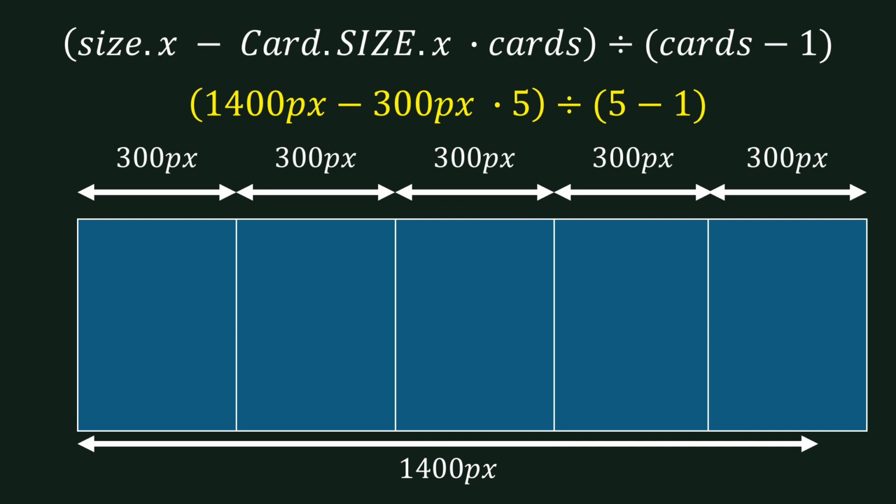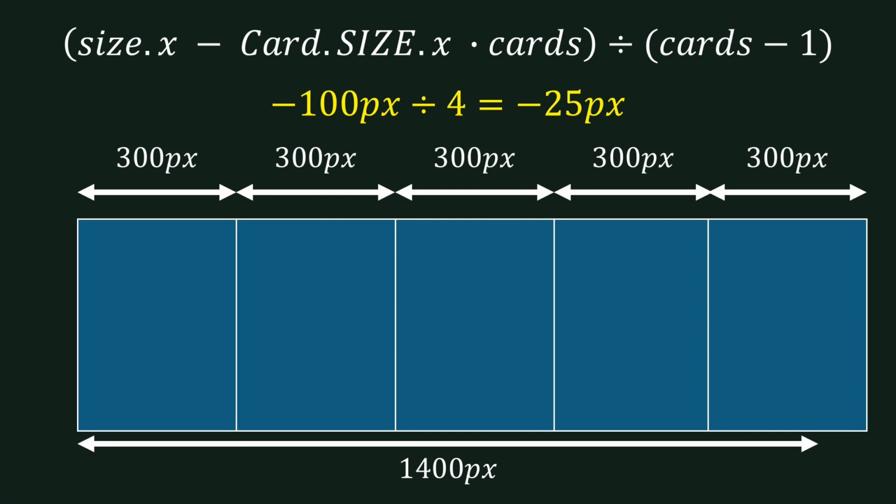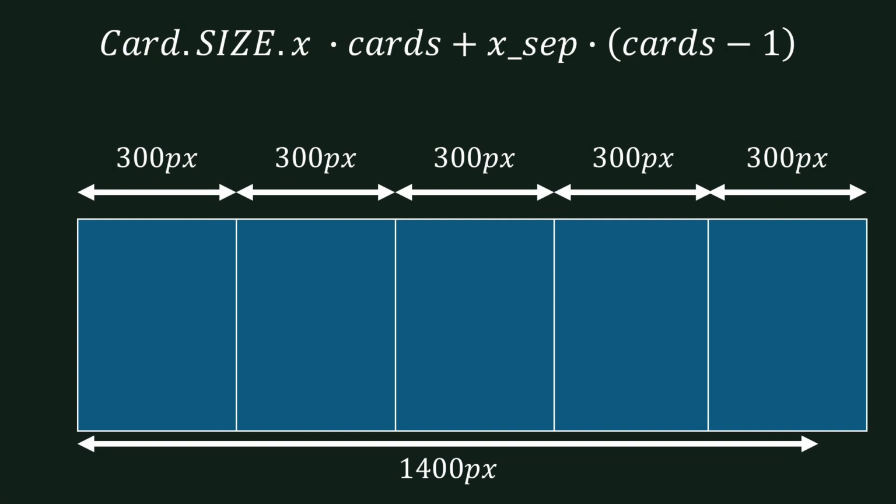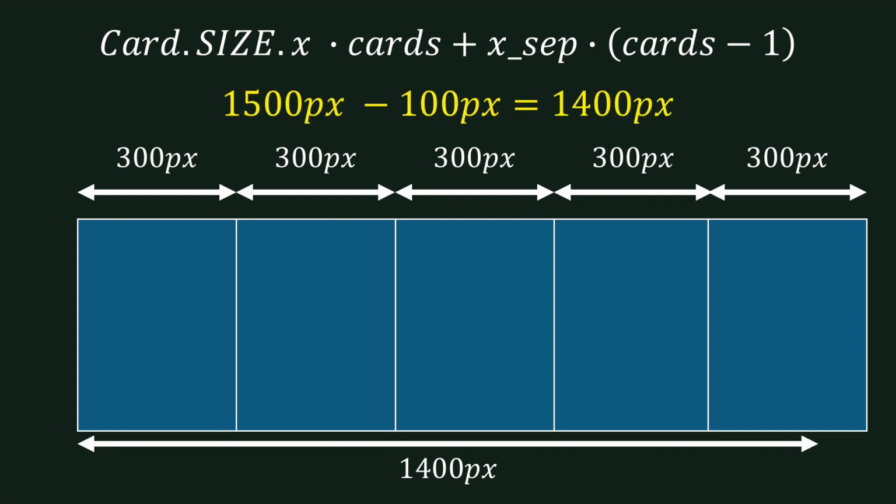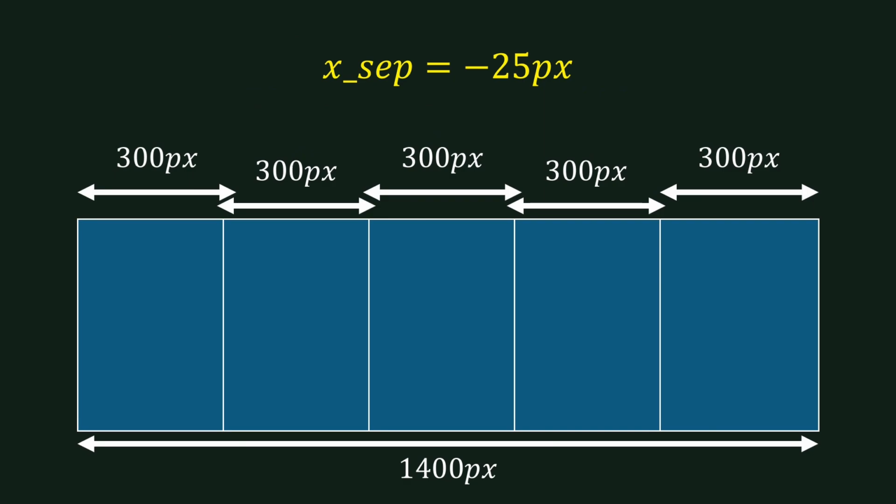Again, we use cards -1 here because there's always one less gap than the total amount of cards. In this example, the hand's width is 1400 pixels. We subtract 300 pixels times 5 from it, then we divide it by 5 minus 1. Solving this gives us minus 100 pixels divided by 4 equals minus 25 pixels. If we use this as the new final xsep value with our original calculation just to check ourselves, we should get 1400 pixels. So 300 pixels times 5 plus minus 25 pixels times 4. Solving this gives us 1500 pixels minus 100 pixels, which is 1400 pixels. Perfect. So when we apply this, we get this result.